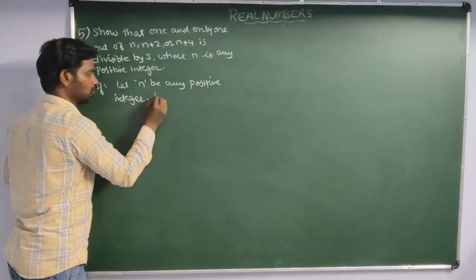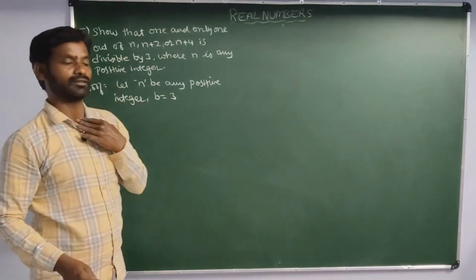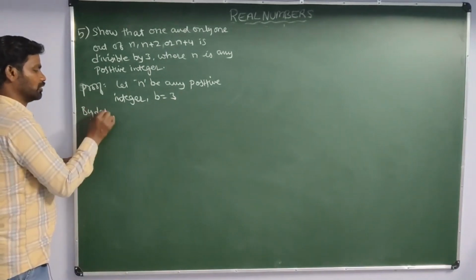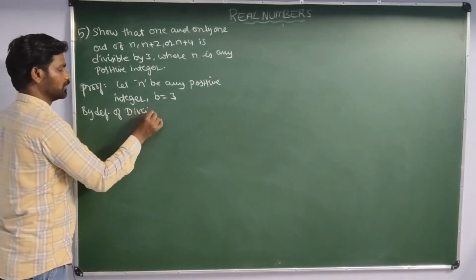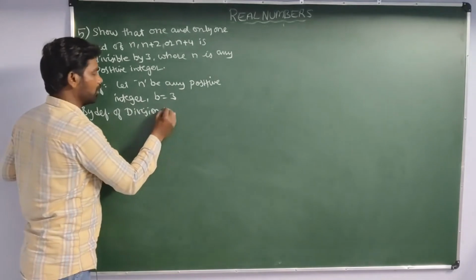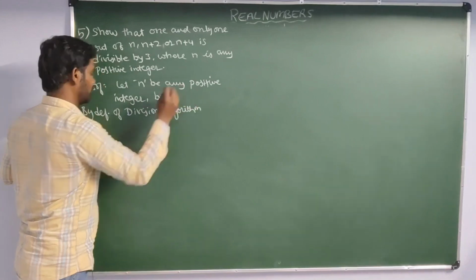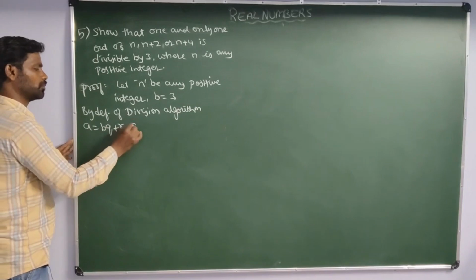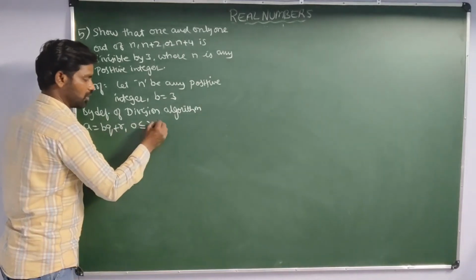And what is the b value? b is equal to 3. So the b value is given, which is divisible by 3. So the b value is 3. So by the division algorithm, we have the equation a is equal to bq + r, where 0 ≤ r < b.